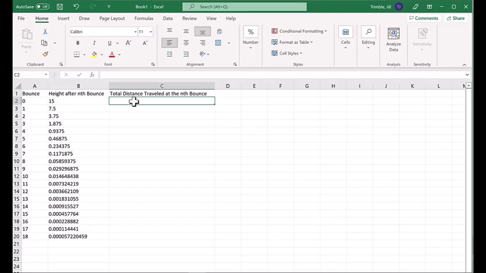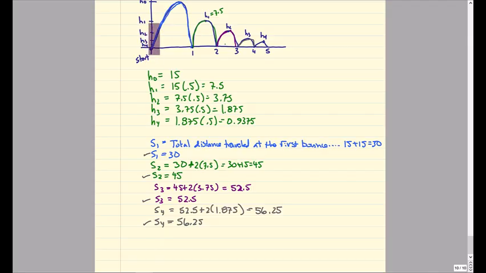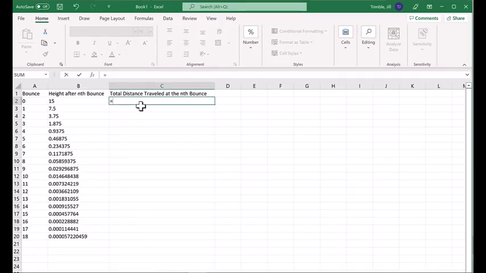And then we have the total distance traveled. For the total distance traveled, I want to write another formula. Remember, that was 15 plus 15. That's this 30 right here that I should be getting. So that's equal to 2 times, and then I want to just use my formula to write that.